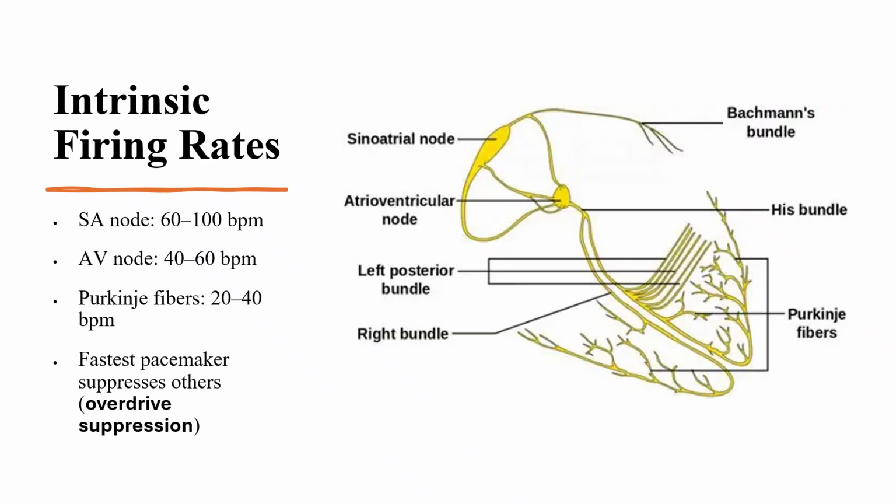An exam tip: if asked about pacemaker hierarchy, always mention the rates in order: SA, AV, Purkinje, and add that the fastest pacemaker dominates under normal conditions.